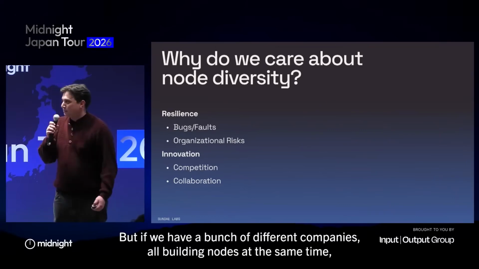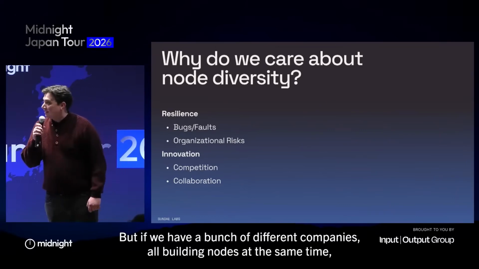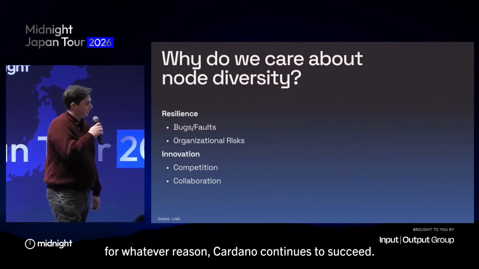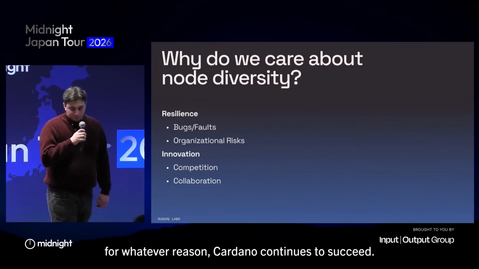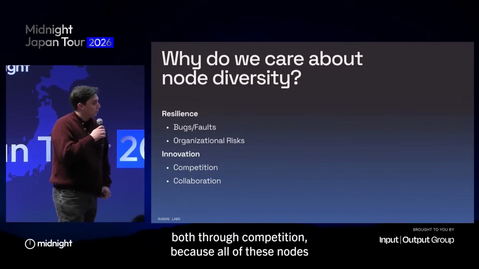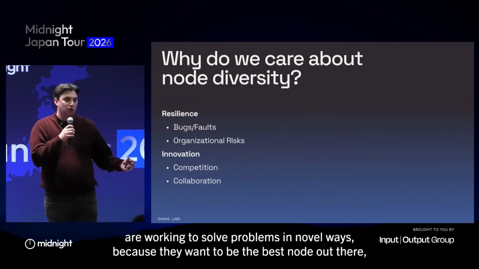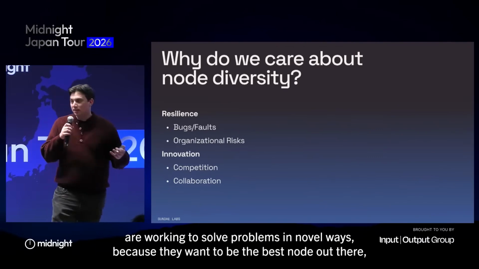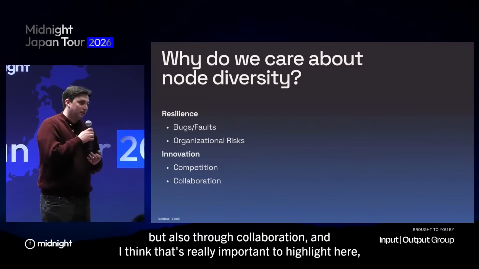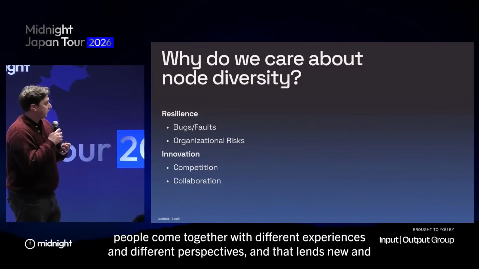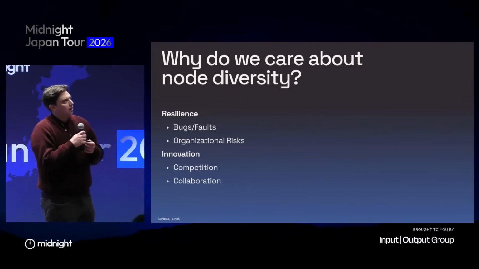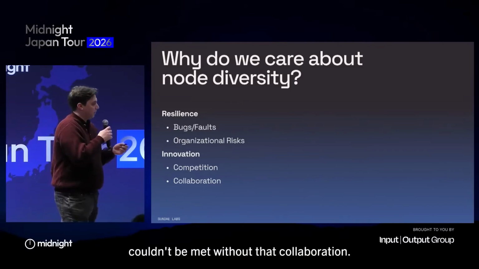But if we have a bunch of different companies all building nodes at the same time, if one of those teams were to lose focus or stop building for whatever reason, Cardano continues to succeed. We also happen to get a lot of new innovations through node diversity, both through competition, because all of these nodes are working to solve problems in novel ways, because they want to be the best node out there, but also through collaboration, and I think that's really important to highlight here. People come together with different experiences and different perspectives, and that lends new and interesting solutions that couldn't be met without that collaboration.